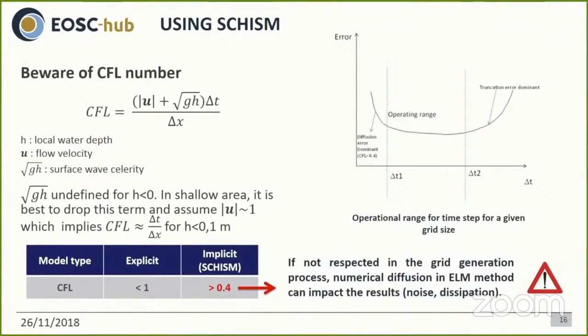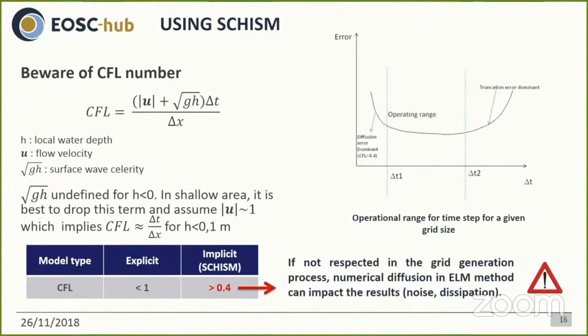Regardless of the complexity of your run, you have to pay attention to the CFL number. It corresponds to the sum of the flow velocity and the surface wave celerity multiplied by the ratio between the time step and delta x. As SCHISM is an implicit model, it needs CFL greater than 0.4. If this rule is not applied when the grid is generated, the results can be affected by numerical diffusion from the ELM method. The figure shows the operational range for time step with a given grid size.